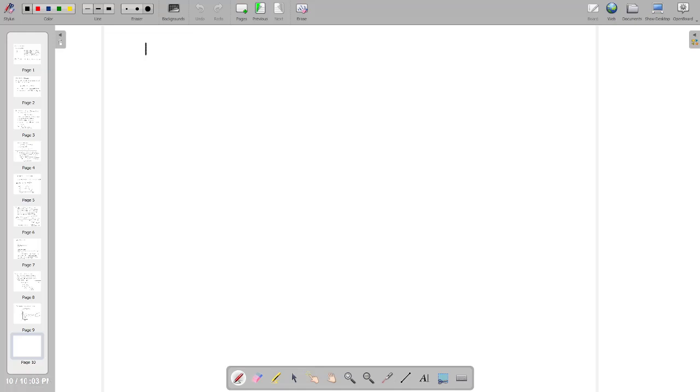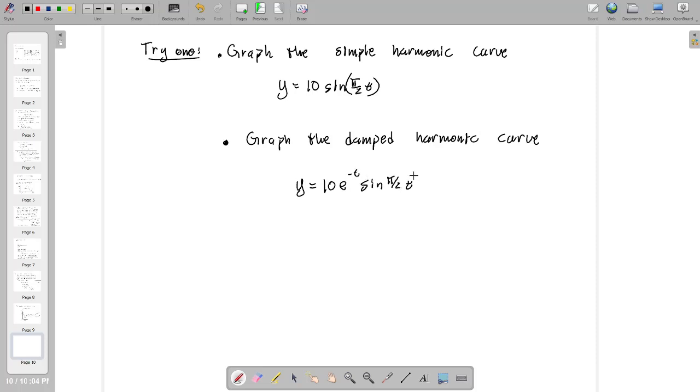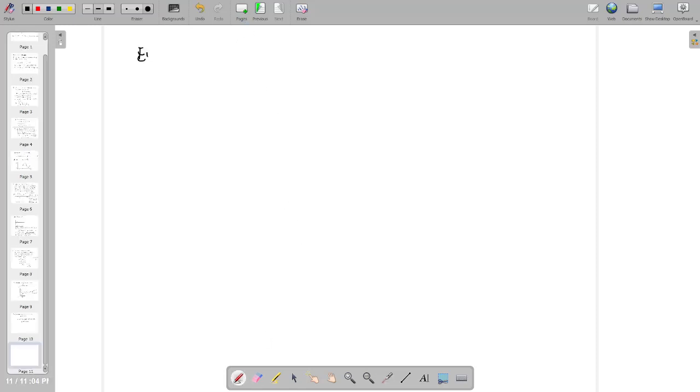All right, I want you to go ahead and try one on the accompanying worksheet. Graph the simple harmonic curve y is equal to 10 sine pi over 2 t. And then graph the damped harmonic curve y is equal to 10 e to the negative t sine pi over 2 t. Now we'll note here your c value is exactly 1. That's pretty large for a c value. Usually the c values that you'll see will be fractional. Do one more example.